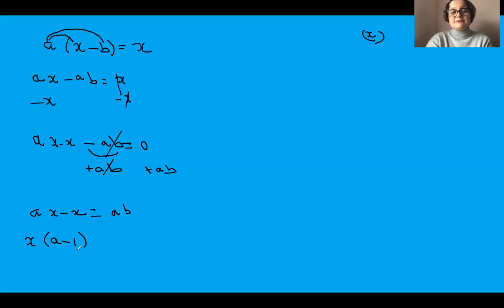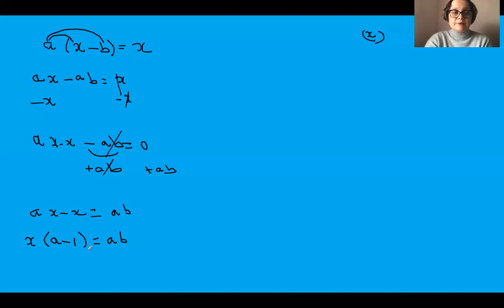And I always tell my students, to find out whether the factorization is correct, you can mentally do quickly a little expansion. So x times a is ax or xa, and then x times minus 1 is minus x. So the factorization is correct, equals ab. Now, the next term you need to get rid of is the whole bracket, a minus 1. How do I get rid of the whole bracket? By dividing by the whole bracket on both sides.